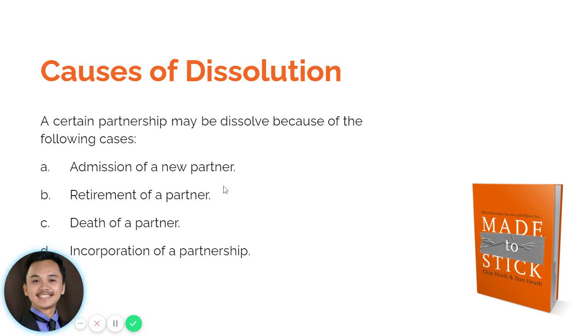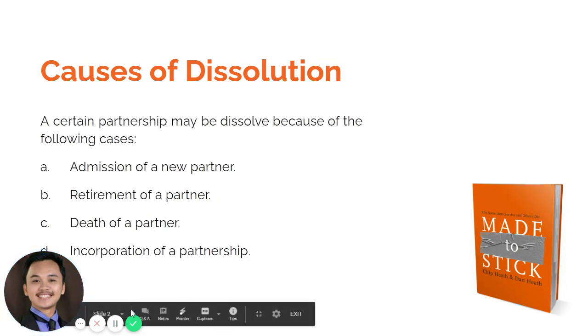For retirement of a partner, what is given to the retiring partner can be equal to his capital, more than his capital, or less than his capital, depending on the agreement. Death of a partner follows the accounting for retirement of a partner. And lastly, incorporation of a partnership, where the books of the partnership may be continued or may be closed, paving the way to the creation of new books or opening of the books of the corporation.